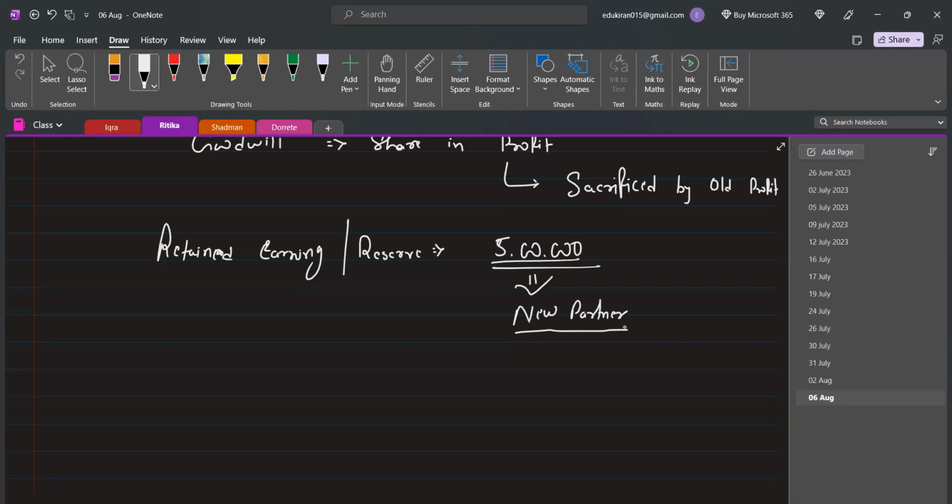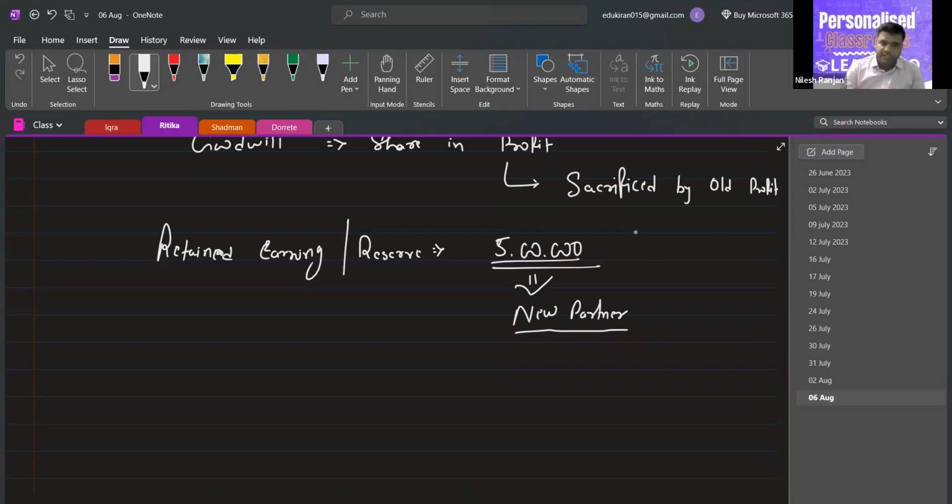But sometimes the old partners decide otherwise. Actually, always this profit will be distributed between old partners. But there are some situations that we will discuss when we go into detail. So it is distributed between old partners.